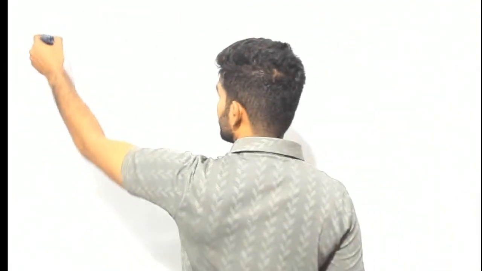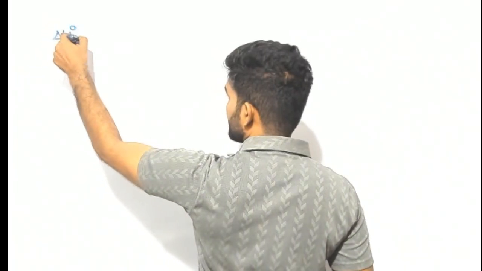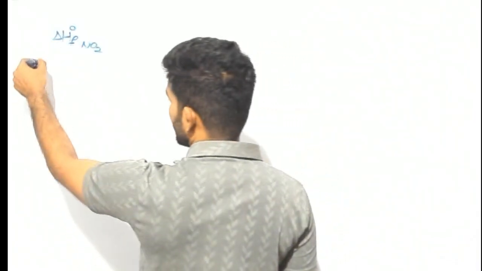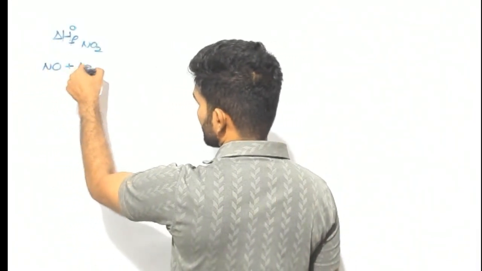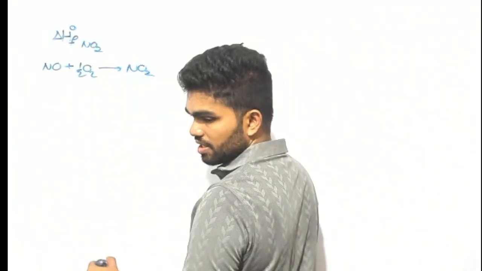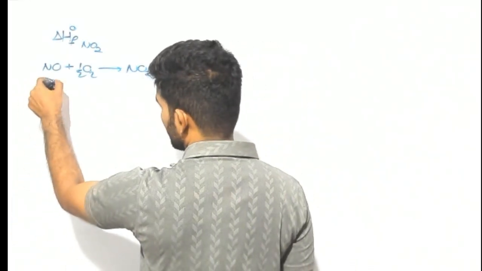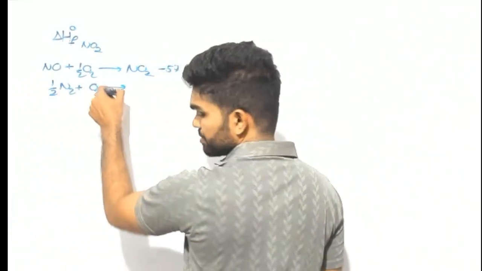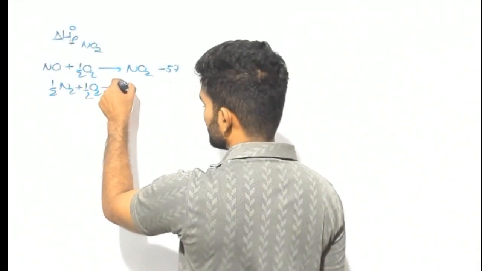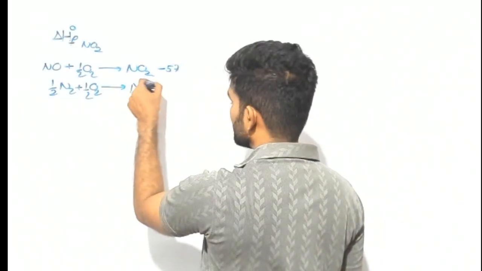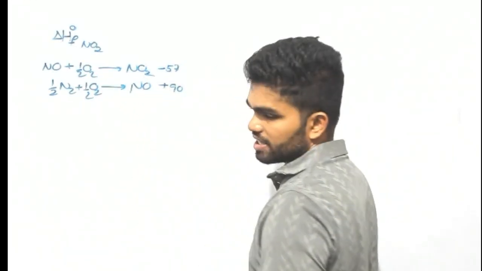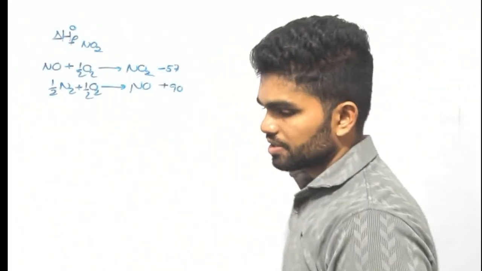Now what is the enthalpy change? They are asking you to find the formation enthalpy of NO2, delta H standard F of NO2. Then they have given you two data. NO plus half O2 goes to NO2, and the enthalpy change is minus 57. And then half N2 and half O2 goes to NO, which is a positive formation enthalpy change. I'll tell you about these details in a minute.